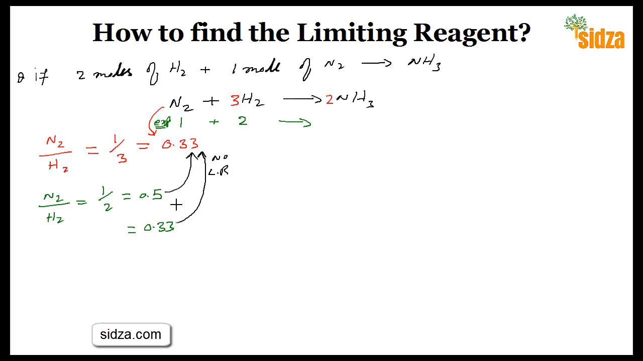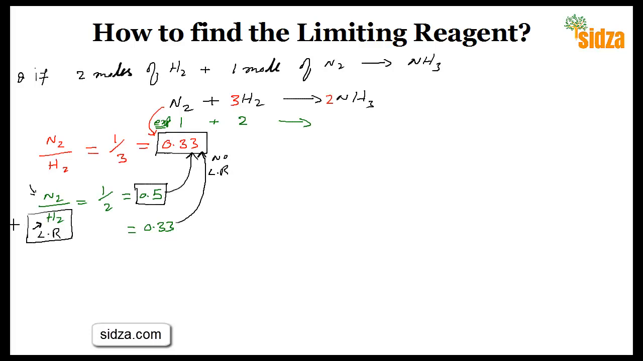The other two options are that the experimental ratio can be less than the balanced ratio, or it can be more than the balanced ratio. So the balanced ratio is our reference point here. Now in this case, you can see we got 0.5, which is more than 0.33. This is only possible when you have nitrogen in excess. You can have a value more than 0.33 only when nitrogen is in excess, and hydrogen will be the limiting reagent. So in this case our hydrogen is the limiting reagent.